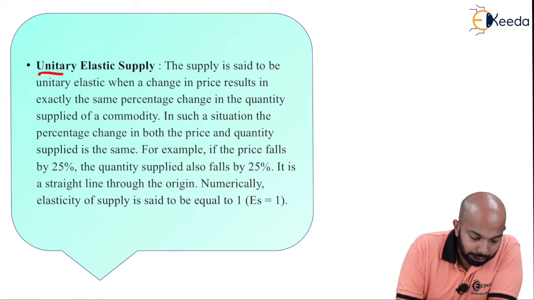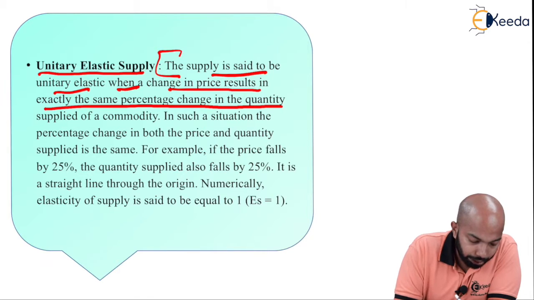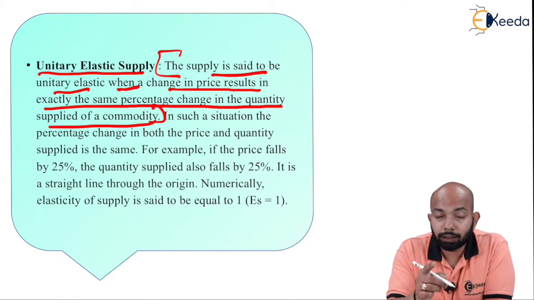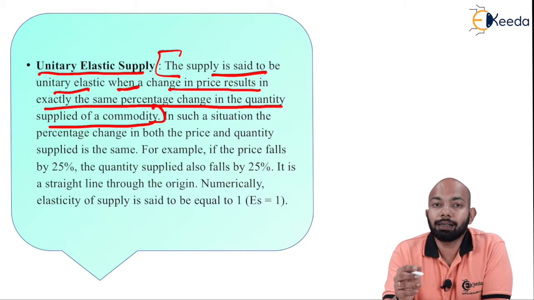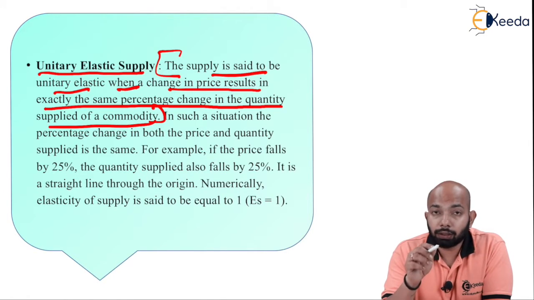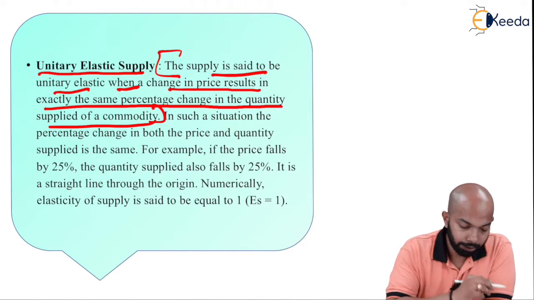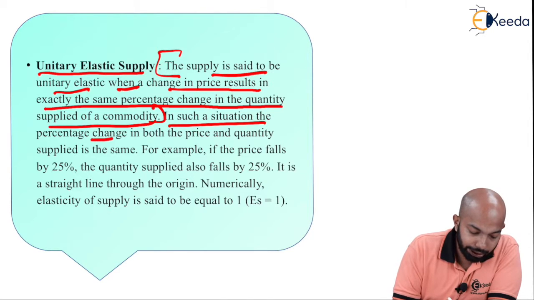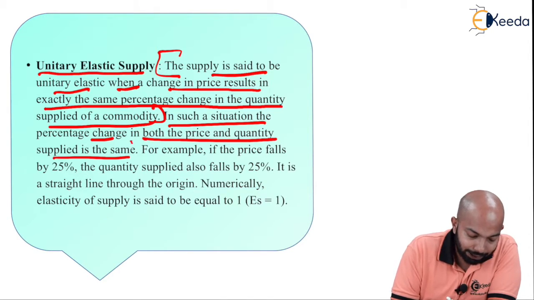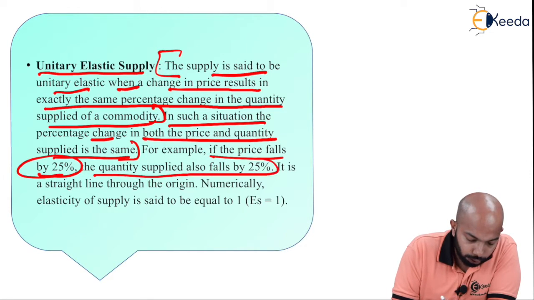Now the next concept refers to unitary elastic supply. The supply is said to be unitary elastic when a change in the price results in exactly the same percentage change in the quantity supplied, just like demand. Here, if a 10% increase in price happens, the goods being supplied will also increase by 10%, or decrease by 10%, whatever the scenario. In such a situation, the percentage change in both the price and quantity supplied is the same. For example, if the price falls by 25%, the quantity supplied also falls by 25%.